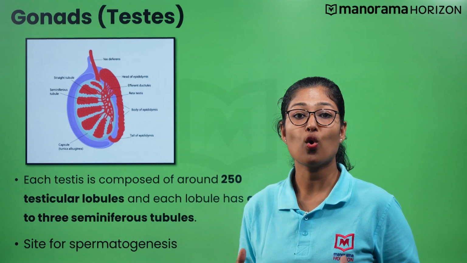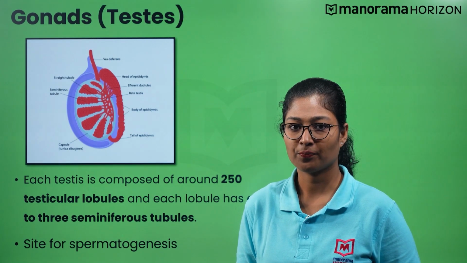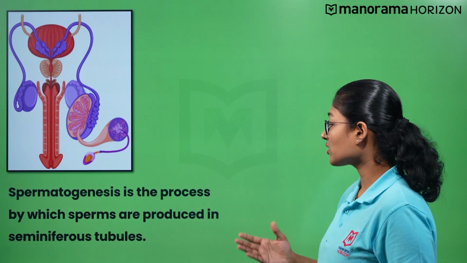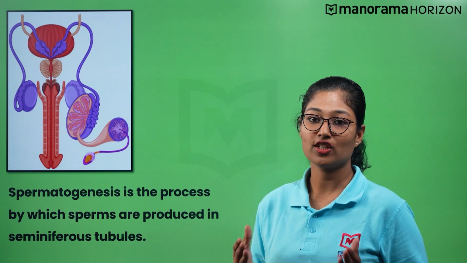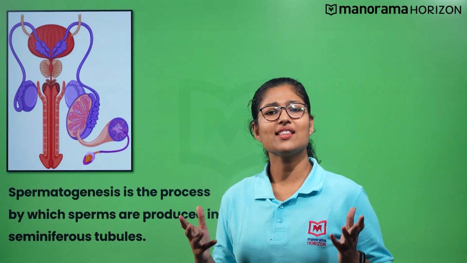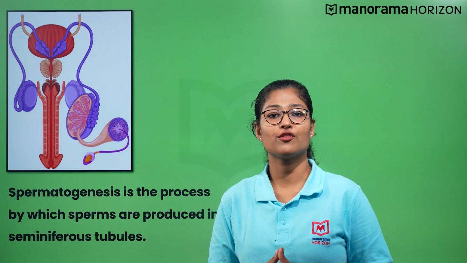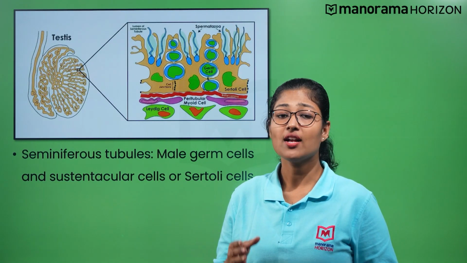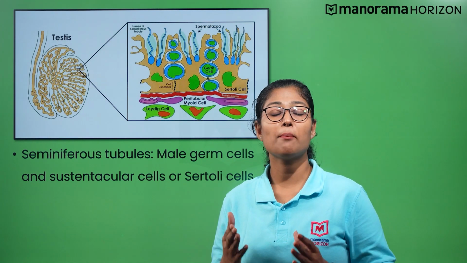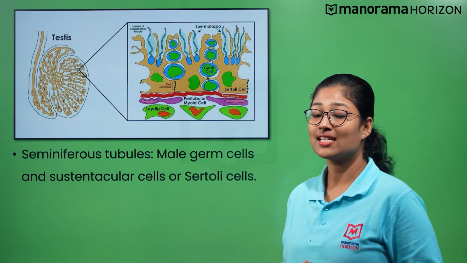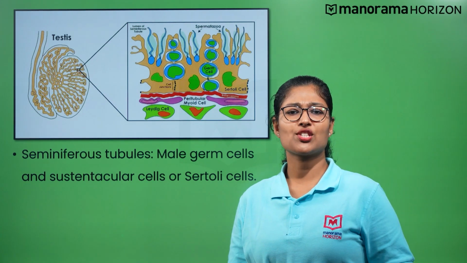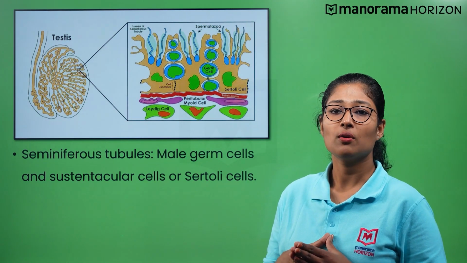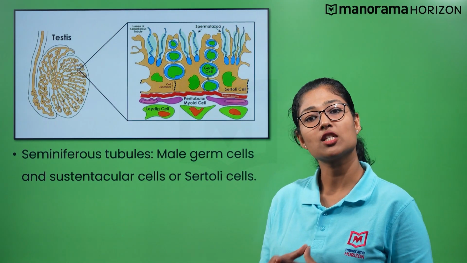You might ask, what is spermatogenesis? Spermatogenesis is a process by which the sperms are produced in the seminiferous tubules. But what are the seminiferous tubules composed of? The seminiferous tubule contains two types of cells, which are the spermatogenic cells or the male germ cells and the Sertoli cells. As the name suggests, the male germ cells undergo meiosis and produce male gametes called sperms.